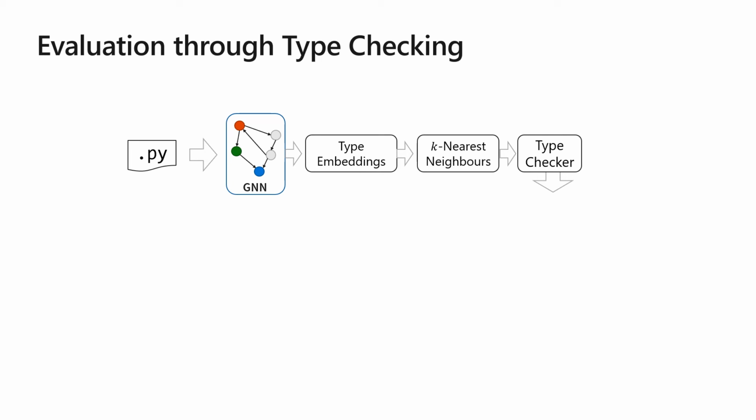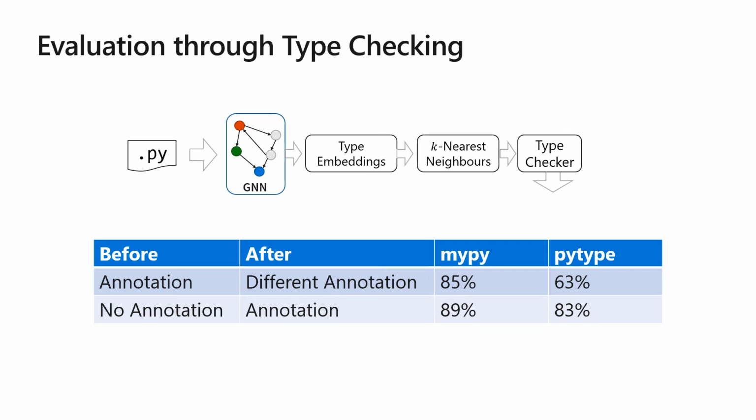For each graph, we compute the type embeddings of all symbols, even those that originally didn't have a type annotation. We then apply each type annotation separately to the code and check it. The table shows the percent of suggestions that each type checker considers valid. Specifically, in places where we originally had a type annotation, but Typilus suggests an alternative one, the type checkers find it acceptable 63 to 85% of the time.